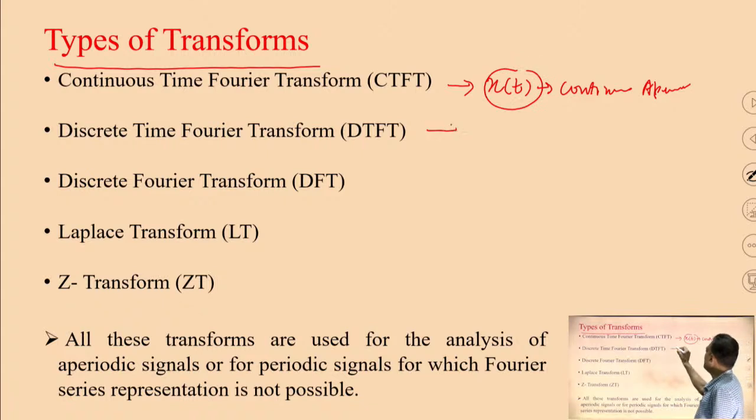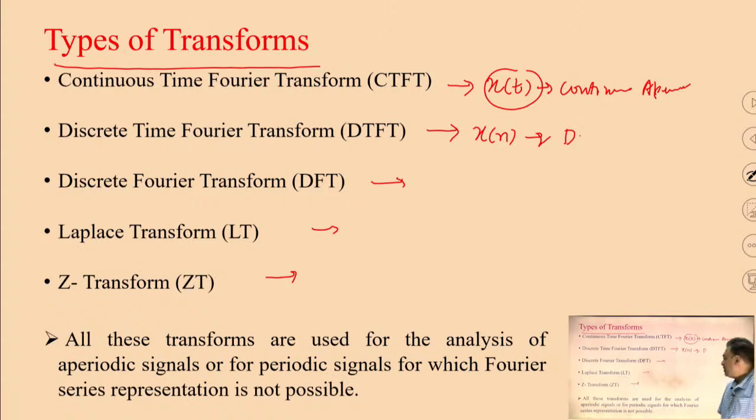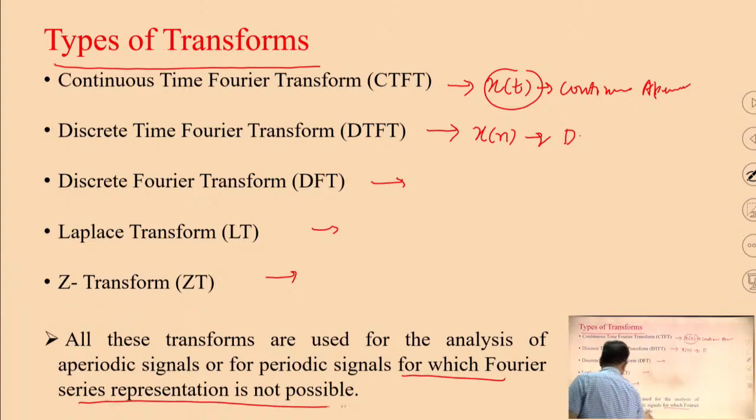In case of the discrete time Fourier transform, our signal is discrete and aperiodic. Another transforms I will cover as they come in the slides. All these transforms are used for the analysis of aperiodic signals, or for periodic signals for which Fourier series representation is not possible, that I have already mentioned over here.